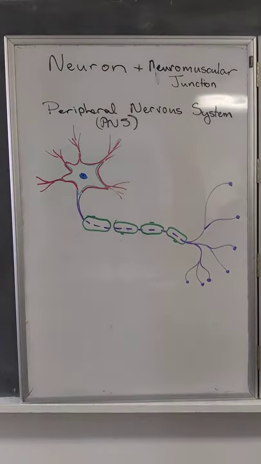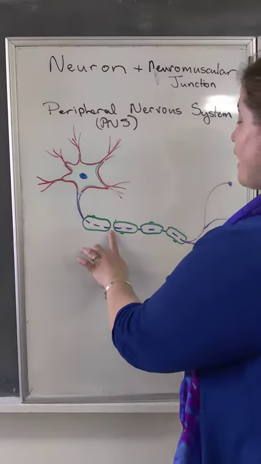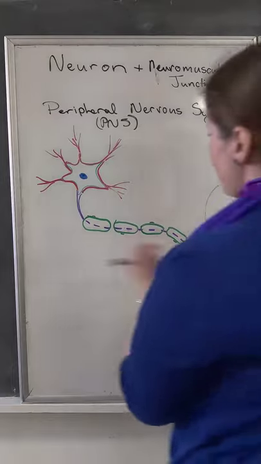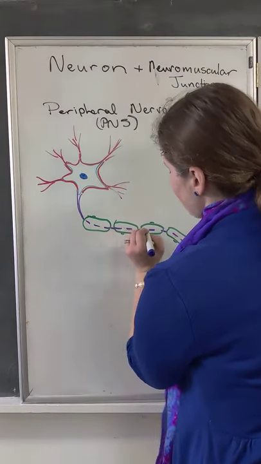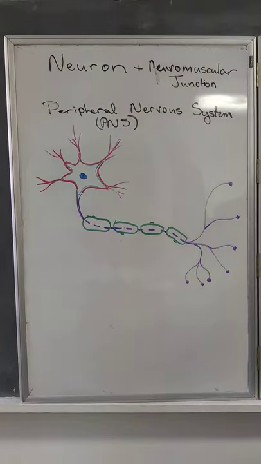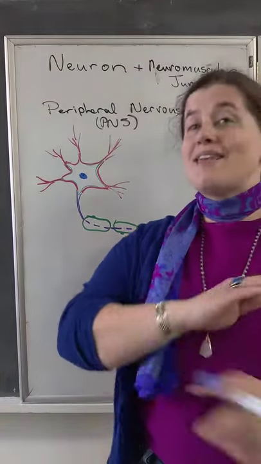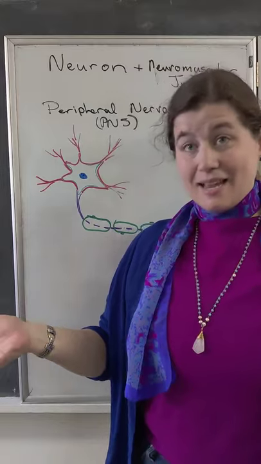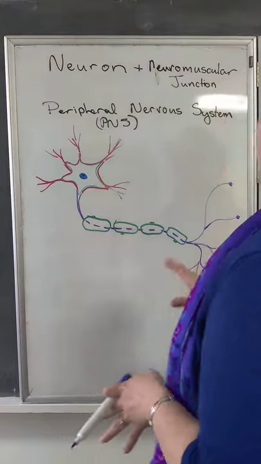So you guys looking forward to that? Okay. In between these, remember I said they had to have gaps. These gaps are called the nodes of Ranvier. Can you say that? Nodes of Ranvier. Okay, so Schwann cells and nodes of Ranvier. That doesn't sound Latin or Greek, does it? No. And that's because they're actually named for their discoverers.